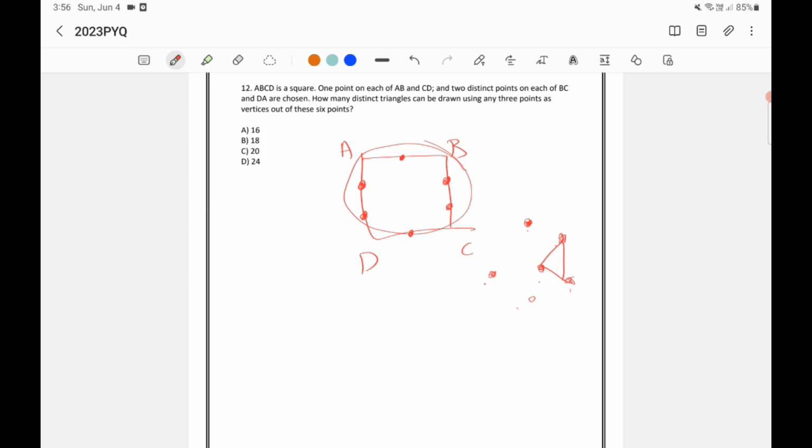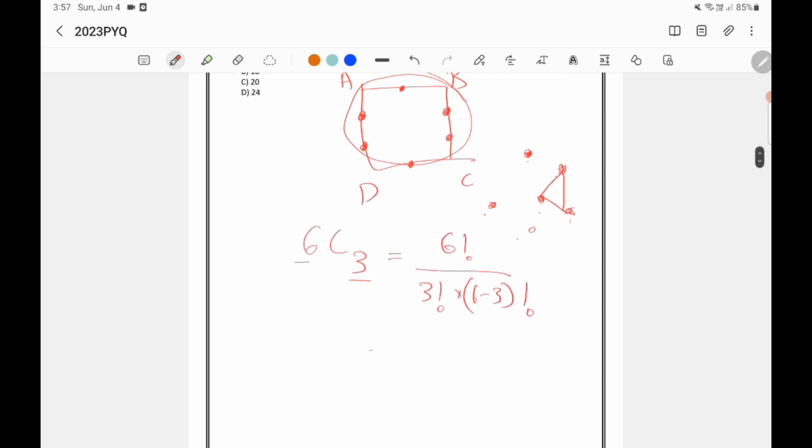That's it. So the answer will be 6C3, because you need to select 3 from 6. So the answer is 6 factorial divided by 3 factorial into 6 minus 3 factorial. You can cancel 3 factorial here, you will get 4 into 5 into 6 divided by 6 minus 3, which is 3, 3 factorial is 1 into 2 into 3. So this is 6, this is 6, answer is 20.